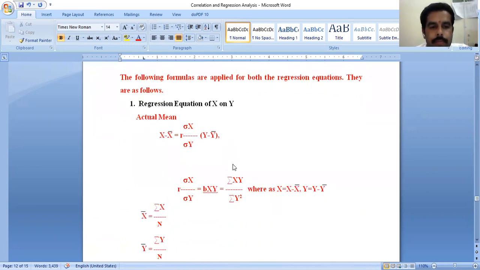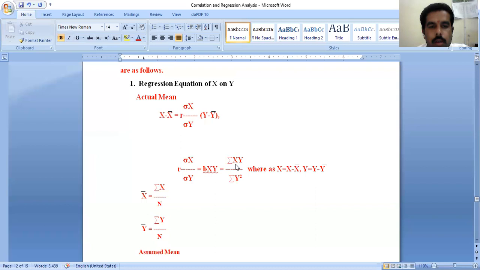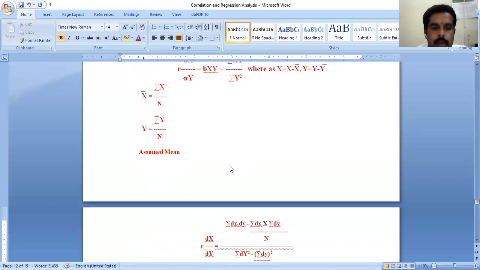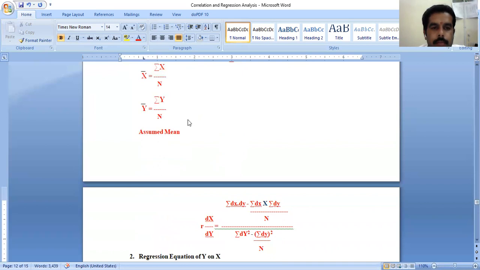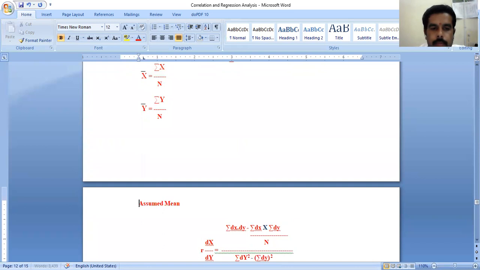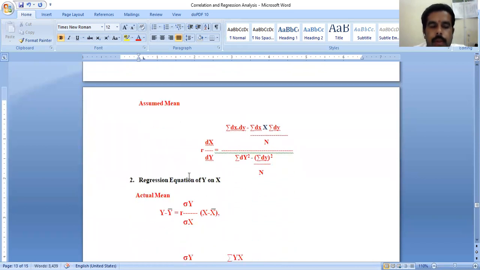Actual mean method. The formula is there. You observe carefully and prepare the notes. Then assumed mean here. Already we discussed what is assumed mean and what is the actual mean. When we have to apply the assumed mean formula and the actual mean formula, we discussed in the previous class.